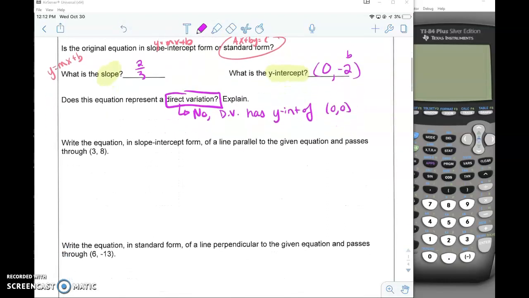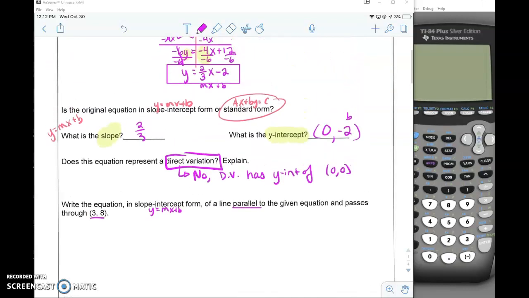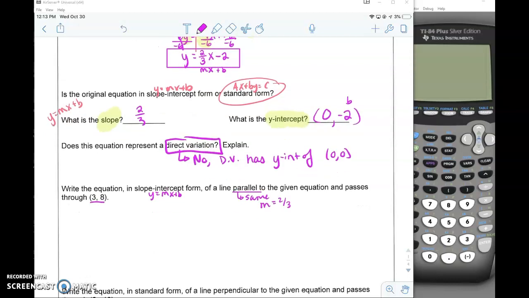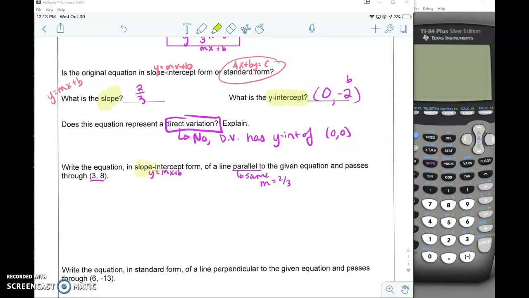Write the equation in slope-intercept form, so that's y equals mx plus b, of a line parallel to the given equation and goes through the point 3, 8. So parallel to the line we started with, that means same slope. So m equals 2 over 3. We have a slope and a point. We do not have the y-intercept, so we can't start in slope-intercept form. We have to begin in point slope.